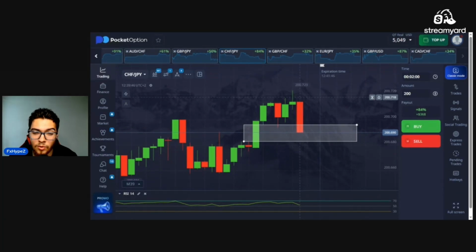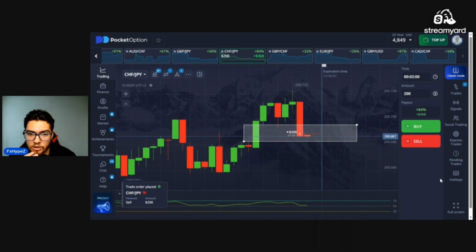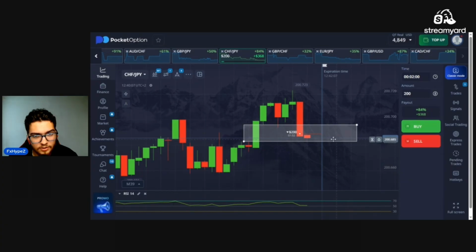It is dropping quite sharply. Massive bullish engulfing candle. I'll lock in. It'll be a risky one because of how sharply it's dropped, but we're going to get in right here. 2-minute sell on CHF JPY. Got a little bit of leeway to drop here still, filling this fair value gap, but it's going to be a tight one. Let's see what happens.